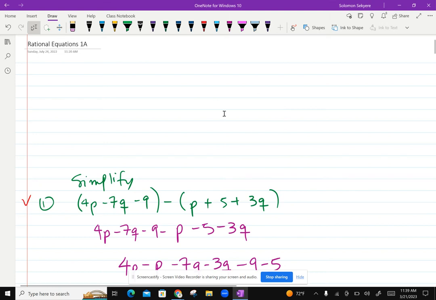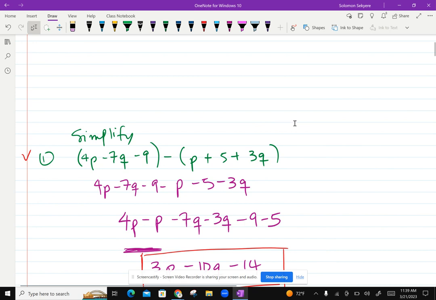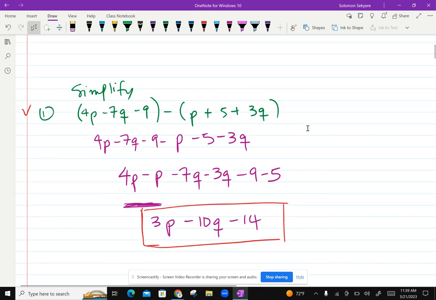Okay, let's move on to some rational equations. Okay, so let's do a quick review. So I have this expression right here, and I say simplify it. So you have one in parentheses here and another one in parentheses.